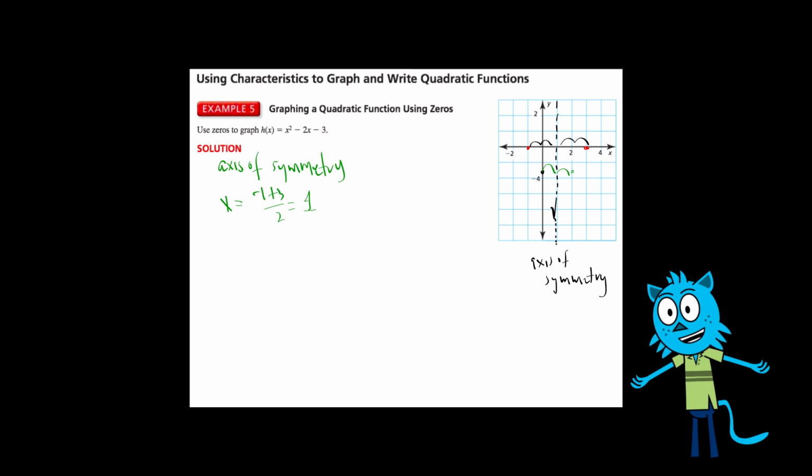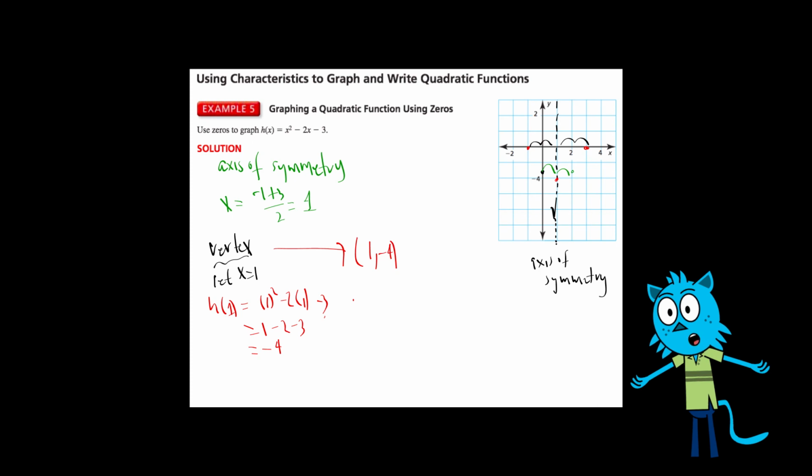Now that we have the axis of symmetry, what we can do is find the vertex by substituting x equals 1 into our function. So we'll let x equals 1, do a little substitution, and then what we get is -4. So our vertex is when x is equal to 1, y is equal to -4, at (1, -4). So then we go ahead and we plot that point.